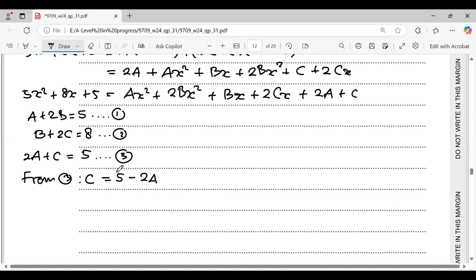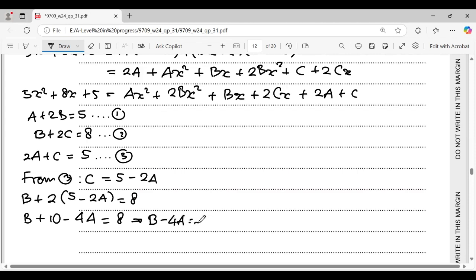And after that, substitute this equation into the second equation, b plus 2 times 5 minus 2a equal 8. b plus 10 minus 4a equal 8. So it becomes b minus 4a equal minus 2. This is the fourth equation.